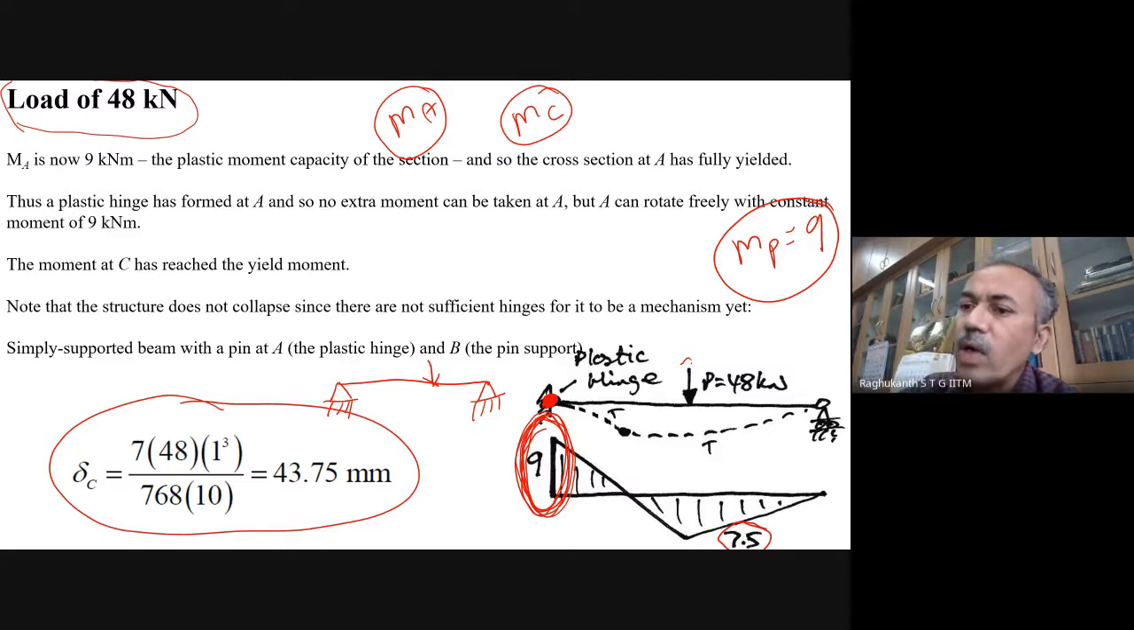Okay. So now the next step of analysis: this hinge cannot take more load. That is our assumption. Once a section has plastified, since we are ignoring strain hardening and all other things, it cannot take any more extra load at all. So this becomes like a simply supported beam here itself.